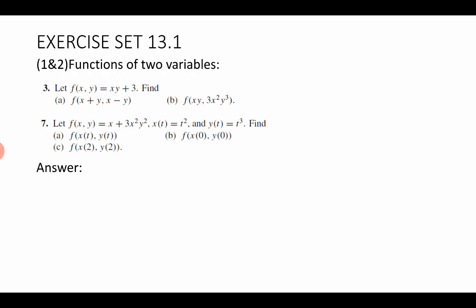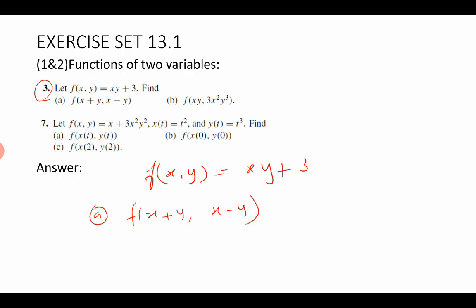Okay, exercise set 13.1, problem number 3. The given function is f(x, y) = xy + 3. Question A is f(x + y, x - y). So x should be replaced by x + y, and y will be replaced by x - y. Simplify this one, and you get x² - y² + 3.